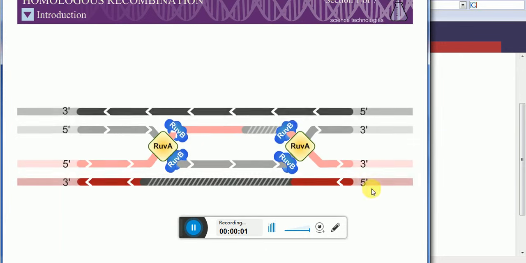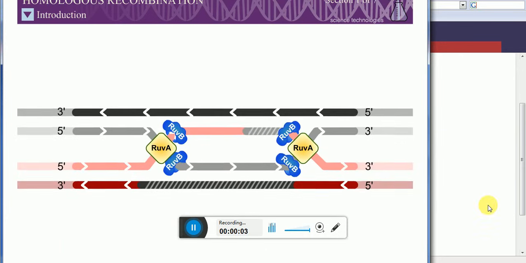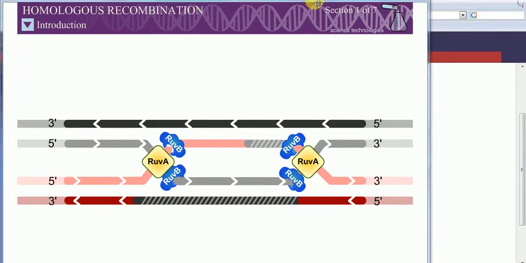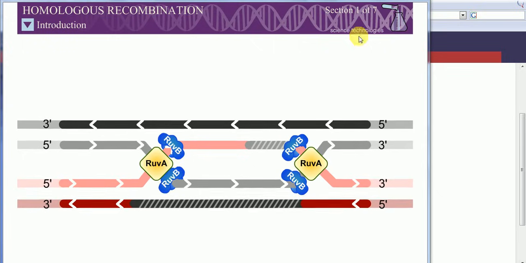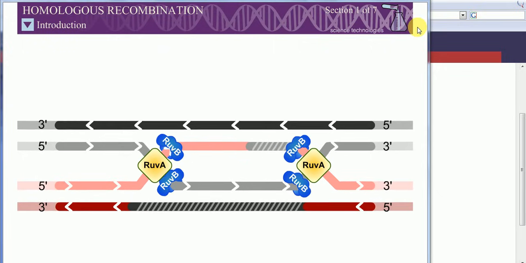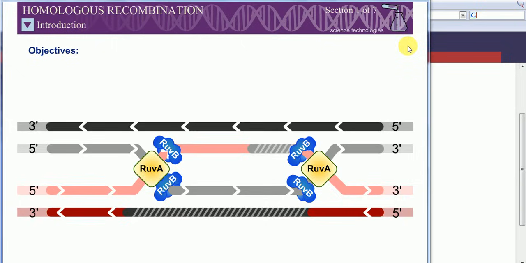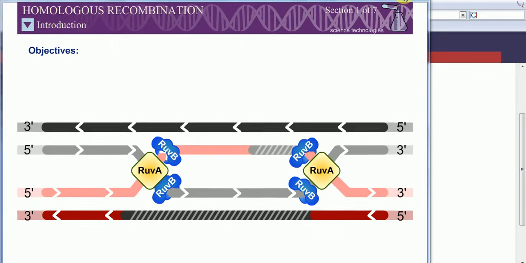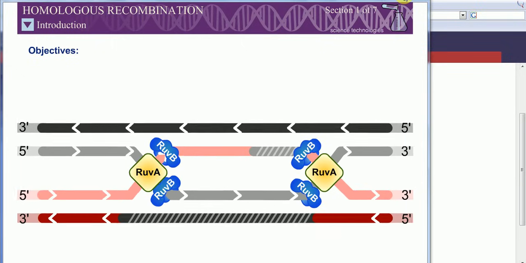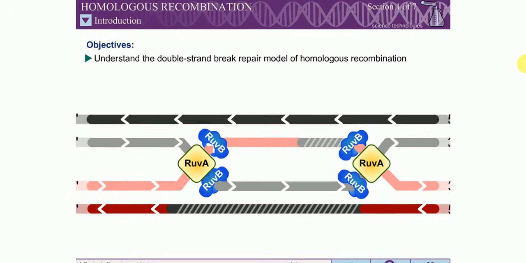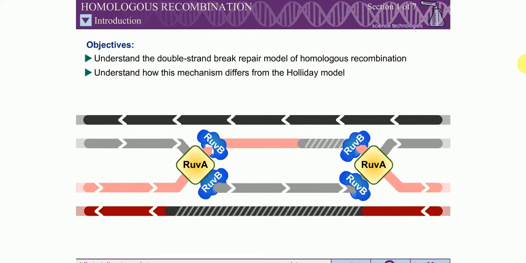Homologous recombination is the exchange of similar DNA sequences between different DNA molecules. Cells use homologous recombination to introduce genetic variation, as well as to repair damaged DNA. When you have completed this exercise, you should understand the double-strand break repair model of homologous recombination, understand how this mechanism differs from the Holliday model, and understand the cellular functions of homologous recombination.